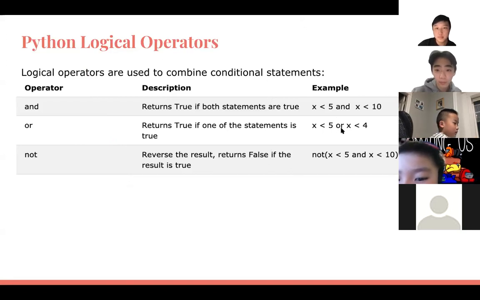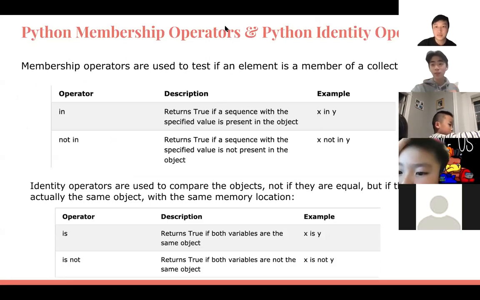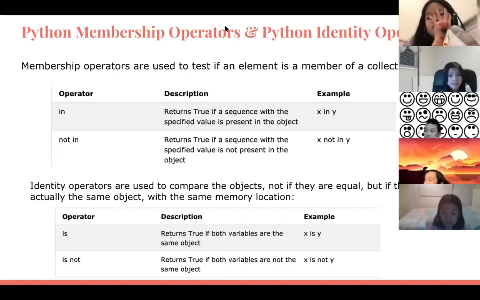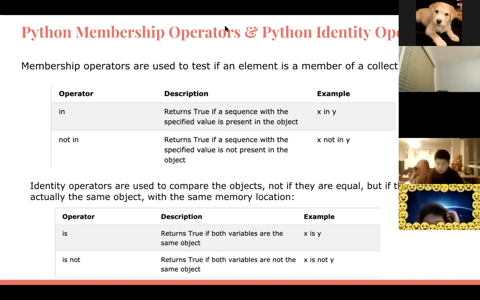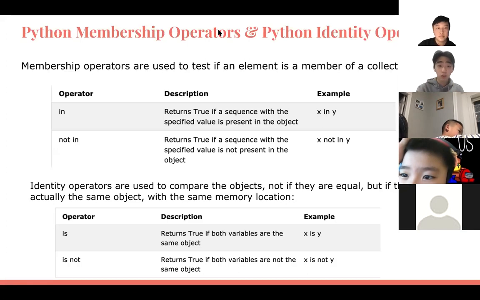Okay, I think we can move to the next slide. So, membership operators. I think this is a little more on the confusing side, but this is one of the last slides we're going to have. Membership operators test if a certain element is a member of a collection. An example would be testing if a few letters exist in a string. I can say if the letter A is in the string Andrew, it'll check and return true or false, right?